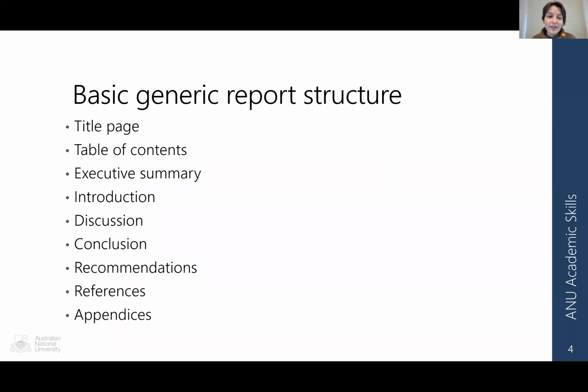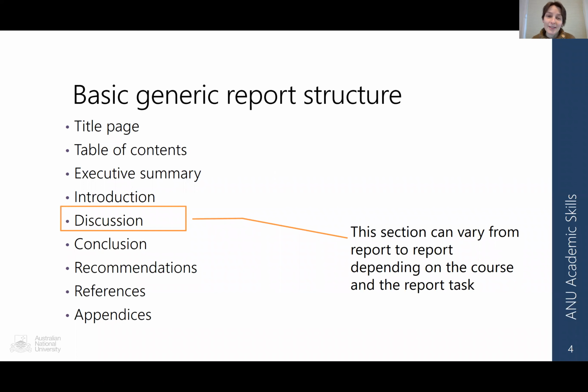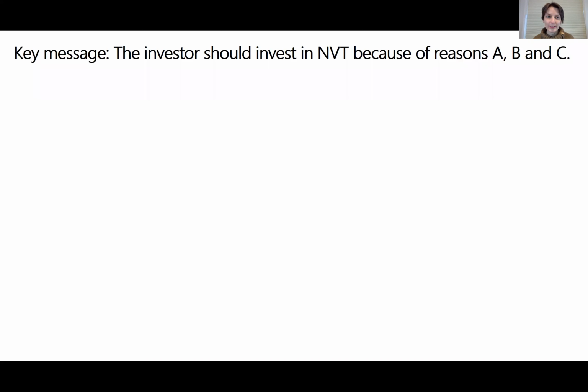Out of all of this, the trickiest part to organise will be the discussion section, because that is really where your analysis is done. And that's where you might need to break it up depending on the different ideas, the different types of analysis that you do. So this is where you need to put in a bit of thought as to which structure will suit your key message the best. So let's take an example.